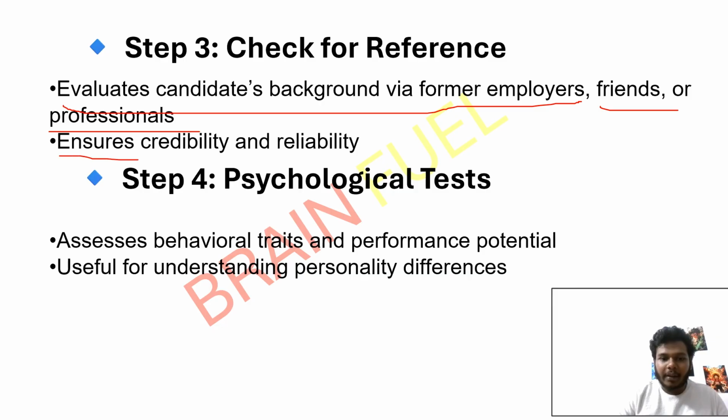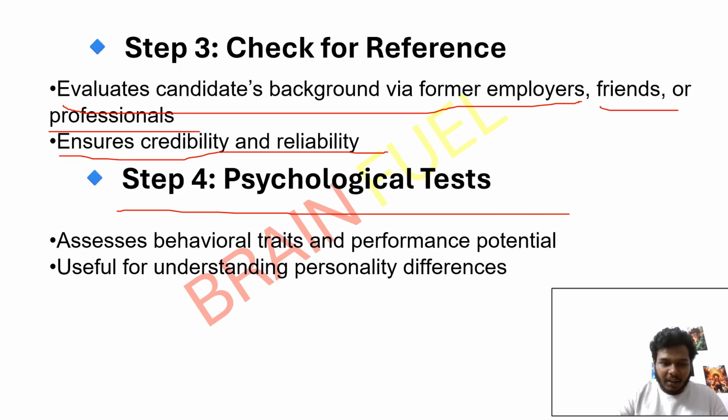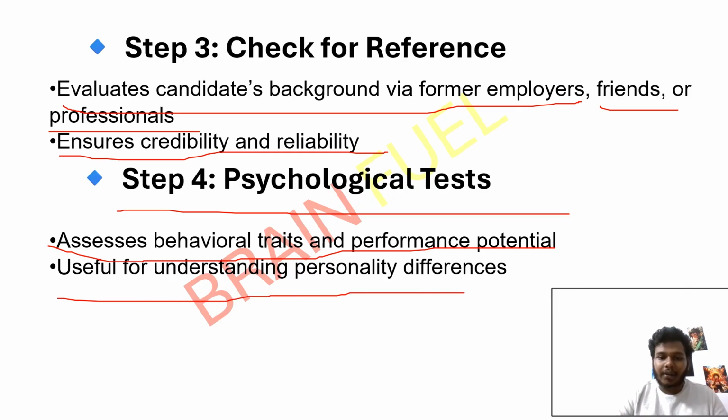Ensures credibility and reliability. Next, coming to step 4, psychological tests. Assesses behavioral traits and performance potential. Useful for understanding personality differences. So there will be some kind of steps.